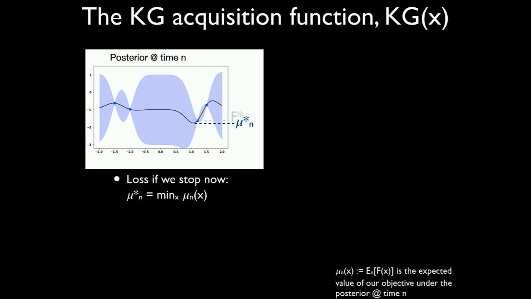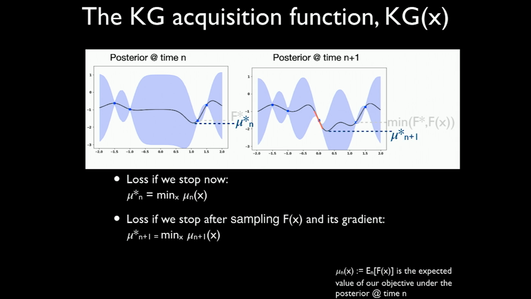Okay? So now the loss, if we stop now, since I'm not restricted to returning as my solution a previously evaluated point, is this minimum of the posterior mean. I'm calling that mu star of n. If I do one more evaluation of f and its gradient, then the loss that I'll get under this reduced set of assumptions is the minimum of the new posterior mean, mu star n plus 1. Okay? And in particular, you'll notice that this evaluation was not lower than f star. So under the expected improvement acquisition function, if I observe at this point and I get this value, there's no improvement. F star is equal to the minimum of f star and f of x. But actually, there's a great improvement, right?